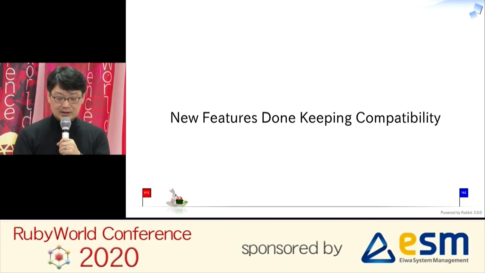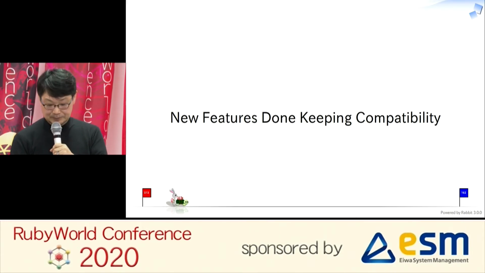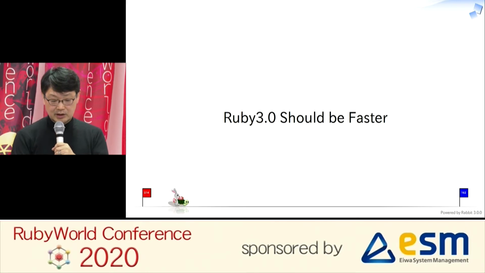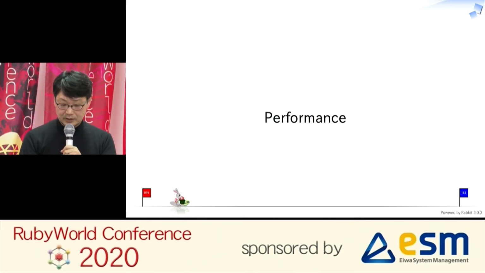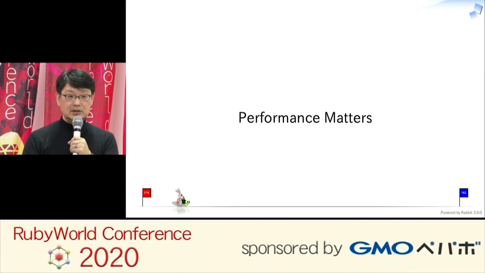Ruby 3.0 will have many additional new functions, but we designed them in a way that they are compatible. And we also made lots of efforts to make it faster. Performance is important.